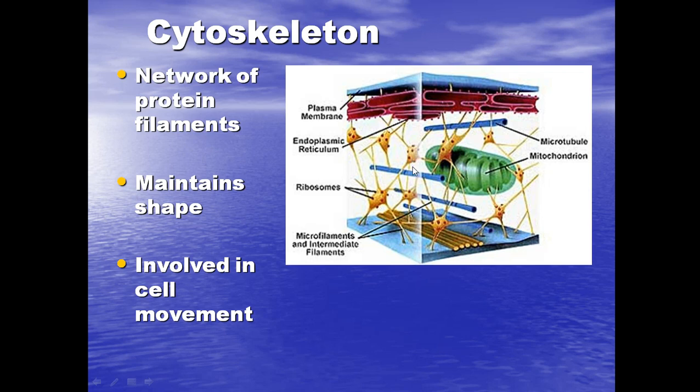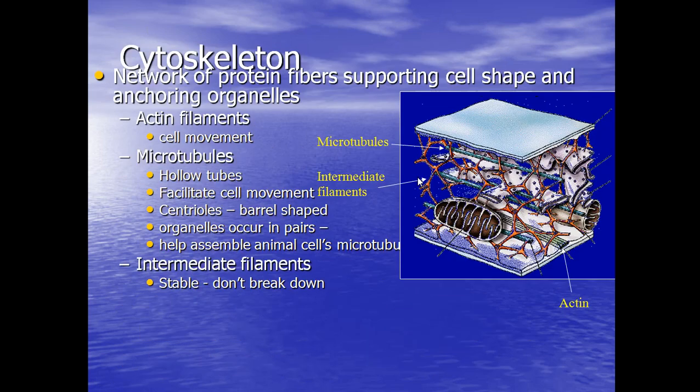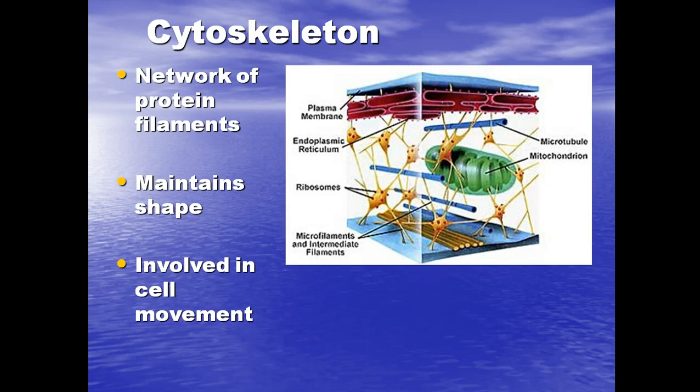These are the microfilaments, microtubules, microfilaments, and intermediate filaments. All together, they give proper support inside. Otherwise, the plasma membrane would have collapsed, having such a large amount of cytoplasm within it. So, the cytoskeleton is a network of protein filaments, as you can see.